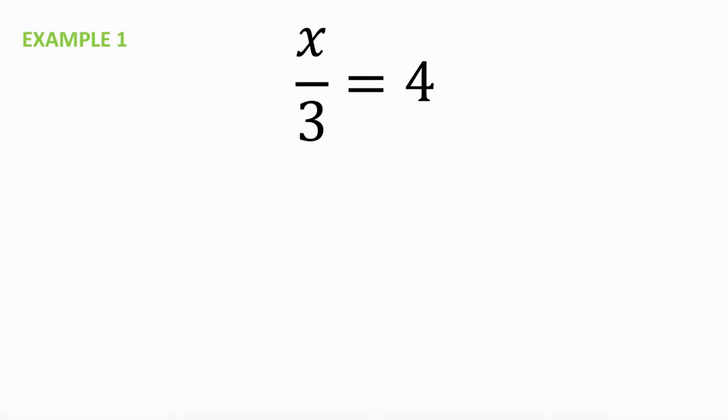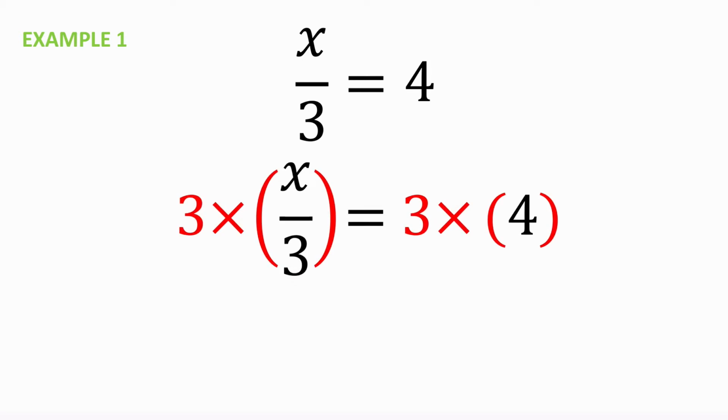Case 3. Equations involving fractions. Suppose I have x over 3 = 4, and I need to solve for x. The first step in solving these types of equations is to remove fractions. To remove fractions, we find the LCM of the equation and multiply each side of the equal sign by the LCM. In this case, we have one fraction and the LCM is 3. So we multiply both sides by 3, and we see on the left-hand side that the 3s cancel, so we have x = 12.